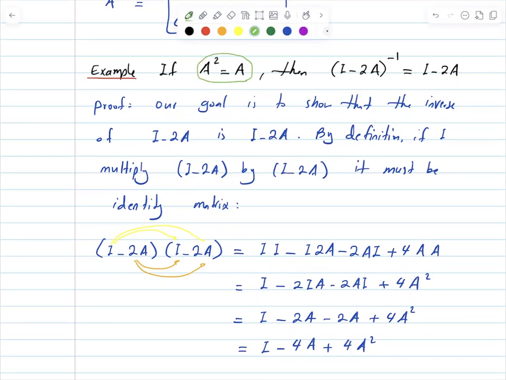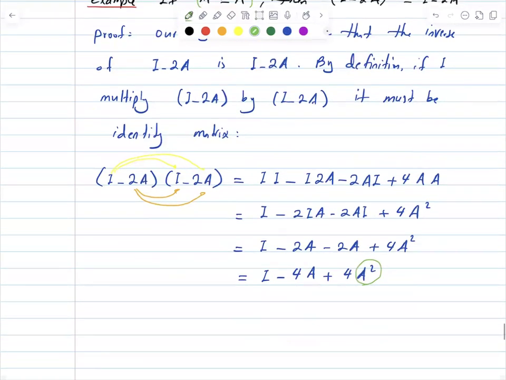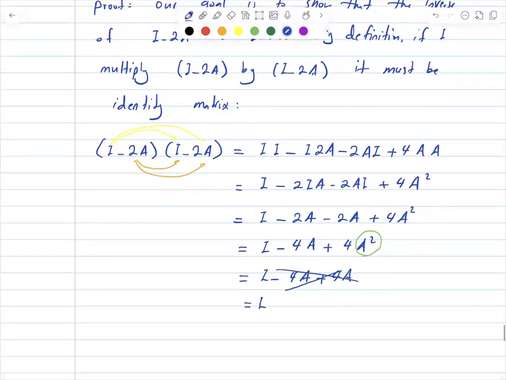If you take matrix A and raise it to the second power, you get your matrix A back. So you can use it here. Wherever you see A squared, this is the same as matrix A. So here you have I minus 4A plus 4A, but these two are opposite of each other, so you end up with I. So what's the meaning of that?